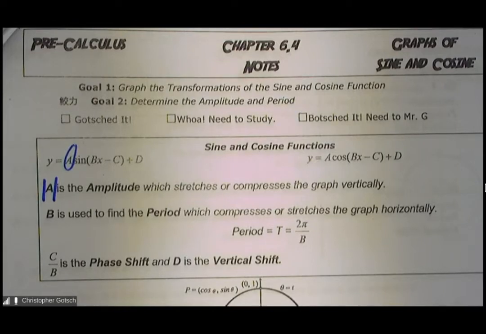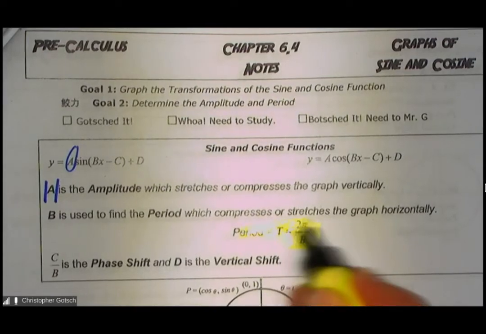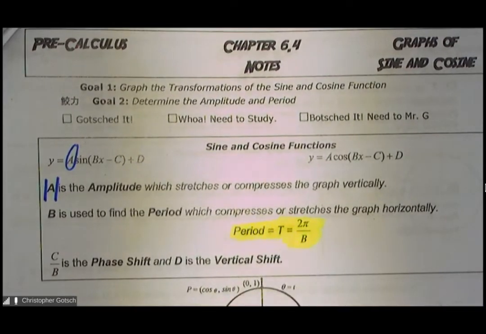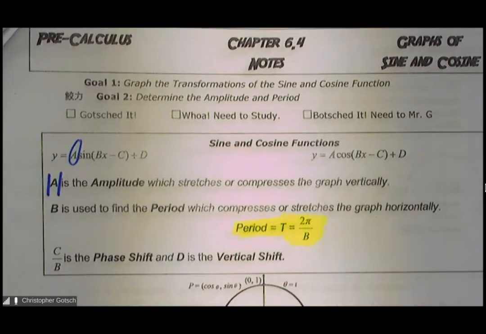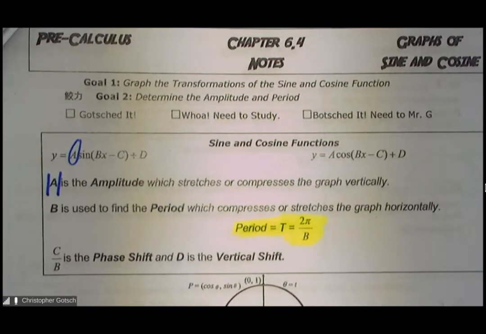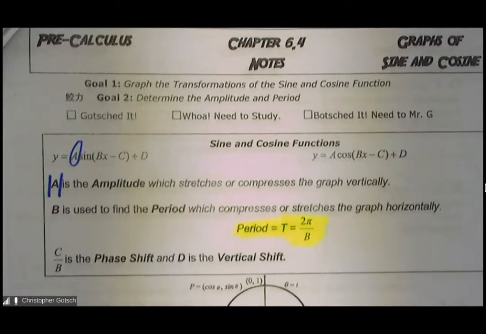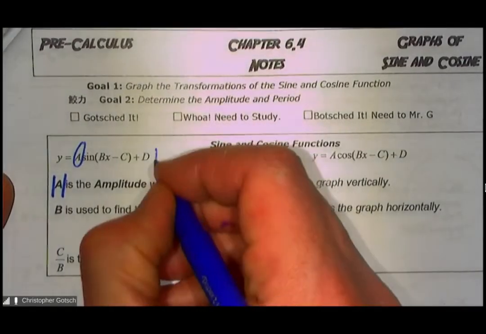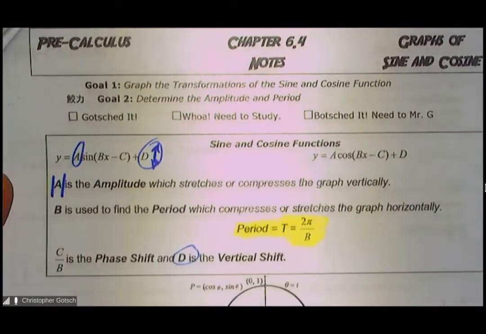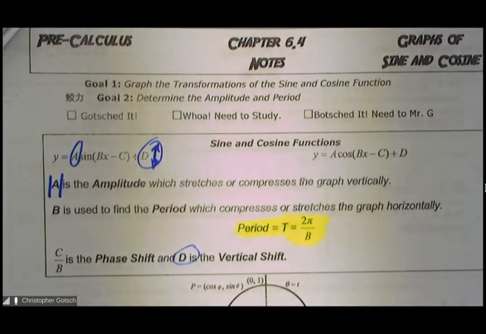So to find the period, which for whatever reason they use T for period and not P, they have period as 2 pi over B. All right. So the B value is that number that's in front of X. So if there's a number in front of X, we take 2 pi and divide by that. And that's going to compress or stretch your graph horizontally. We're going to talk about phase shifts later in 6.6, so I'm not going to worry too much about that one. But the D value, that D value is that vertical shift like we talk about with quadratics. That D value is moving in up or down. Positive goes up, negative goes down. Okay.